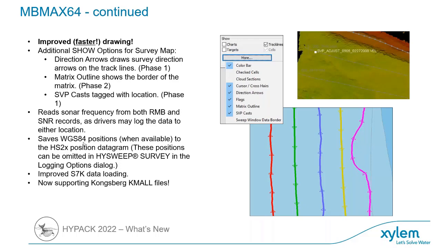We've added the option to save the WGS84 positions in the HSX file last year, maybe. It has all the geodesy information, so you don't have to do a raw file conversion all the time. You don't need to have those raw files all the time. Well, we neglected to add it to the HS2X, the edited file, so that had been added over the past year or two. We've improved on the S7K data loading and also supporting the Kongsberg KMALL files.